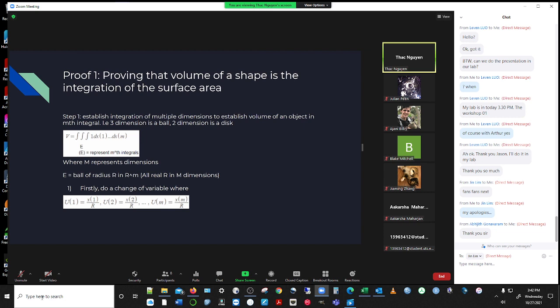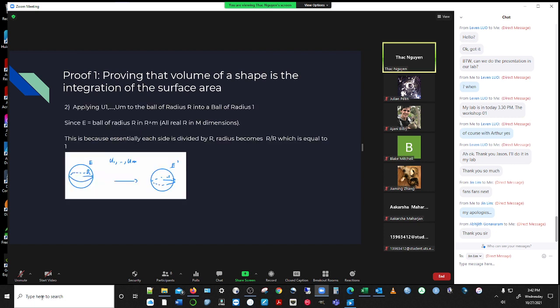First of all, we do a change of variables where u1 equals x1 over r, u2 equals x2 over r, etc., to um equals xm over r. We then map those u1 to um from the ball of radius r to the ball of radius 1. Since E is the ball of radius r in R^m, its size divided by r means the radius becomes r over r, which equals 1.